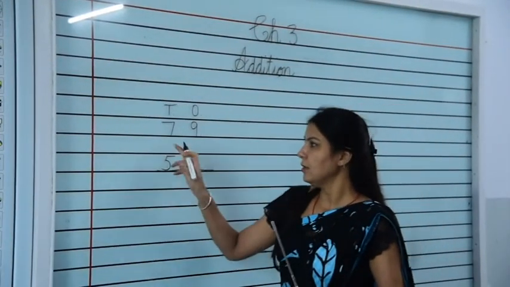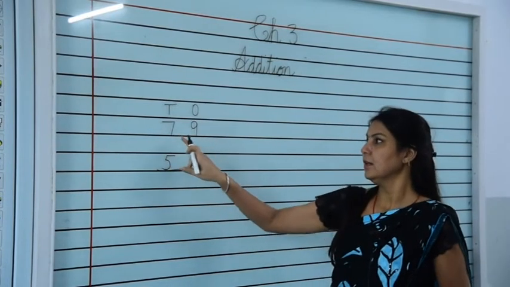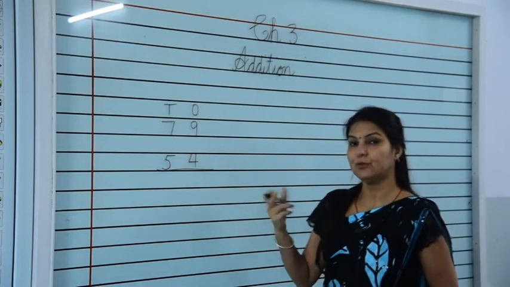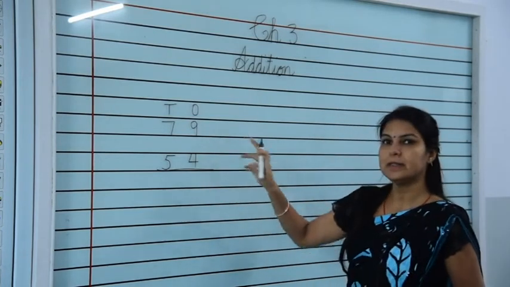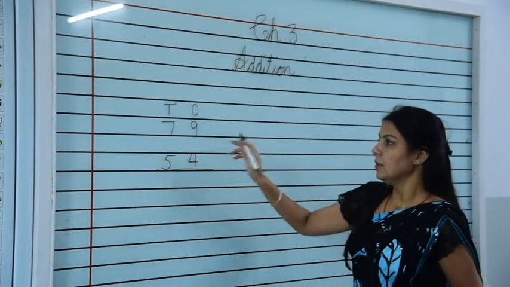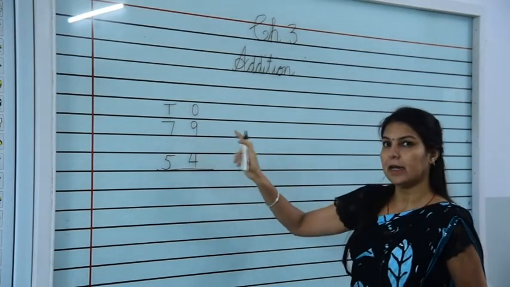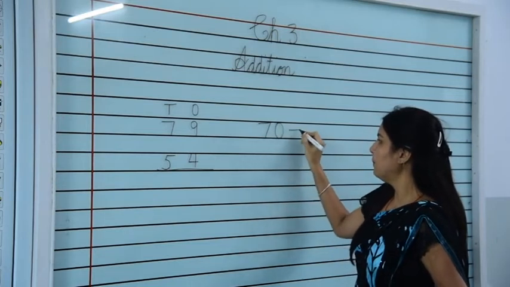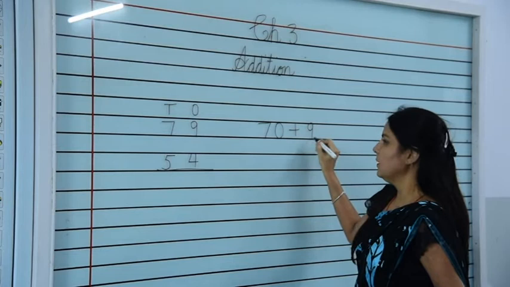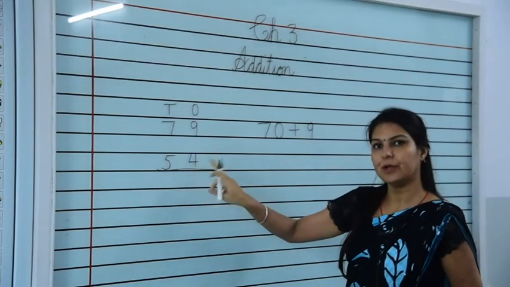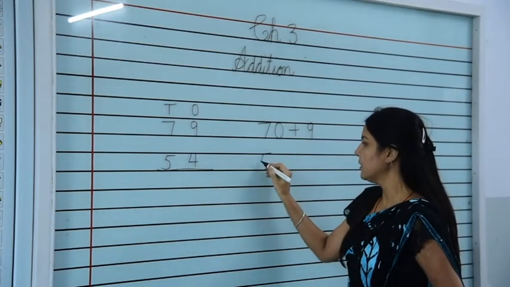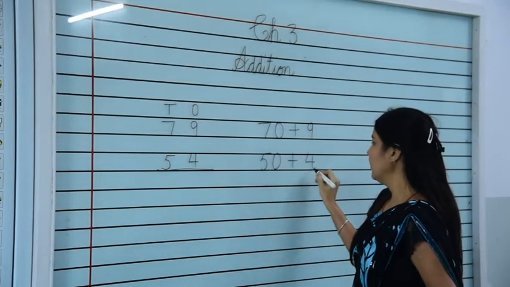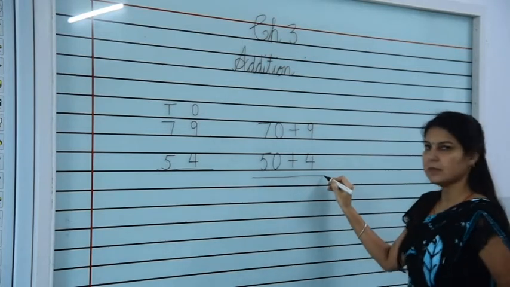First of all, look here, this is the question. The numbers are 79 and 54. What do we have to do? We have to write these numbers in expanded form. The expanded form of 79 is 70 plus 9, and the expanded form of 54 is 50 plus 4. Now we will add these numbers.